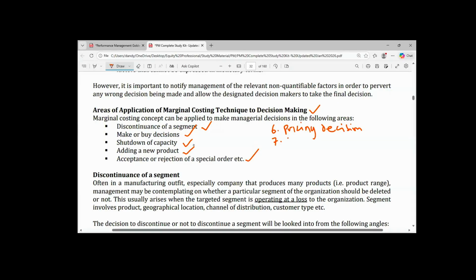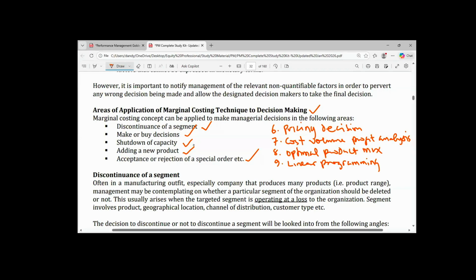Then number seven, cost volume profit analysis. Number eight, optimal product mix. Then number nine, linear programming.